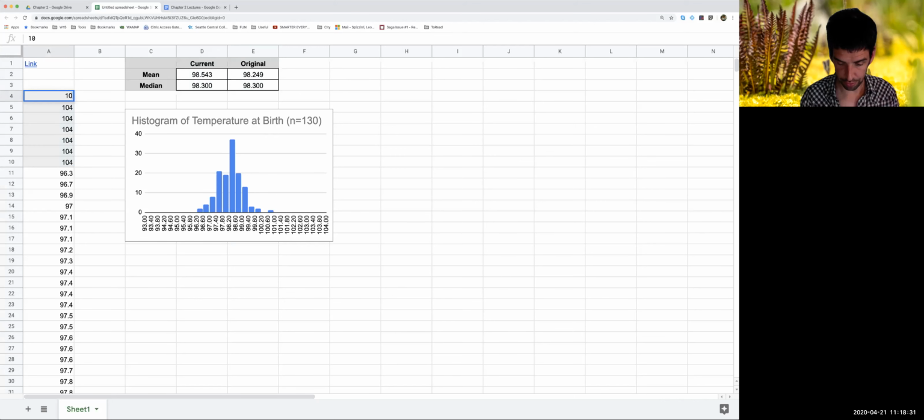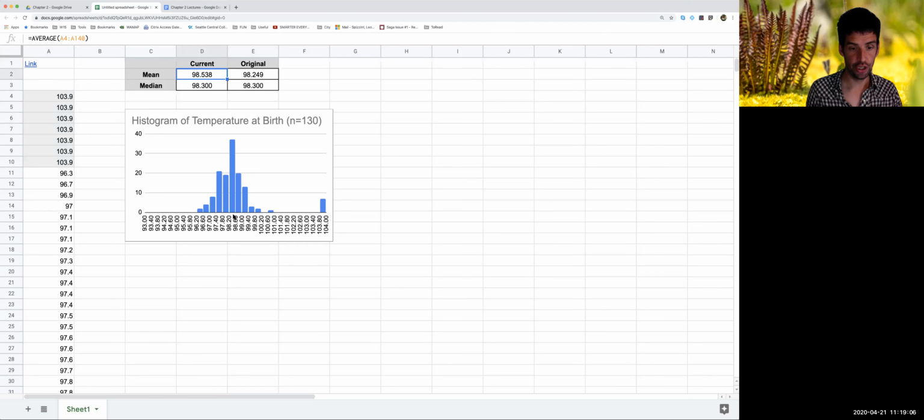Let's make them 103.9 so they show up on our histogram. So there are these 103.9 temperatures, and we see a very similar thing. In this case, the median didn't change at all, right? It stayed exactly the same, or at least the same up to 3 decimal places. And our mean jumped up again by about 0.3 degrees, right?